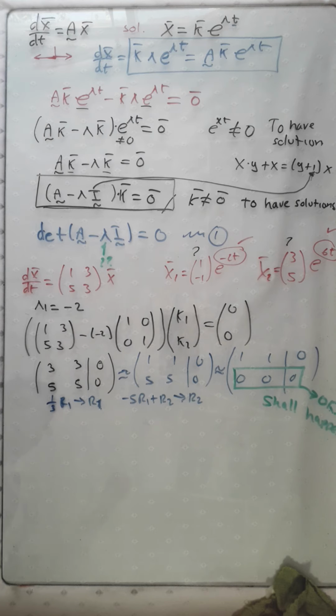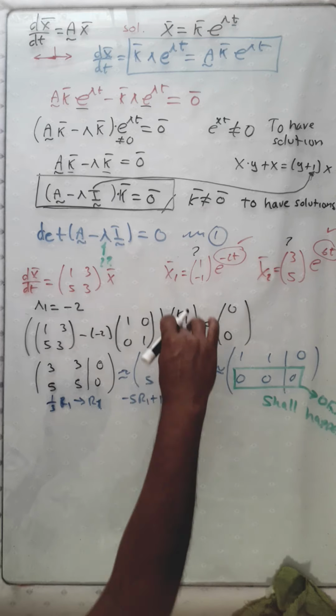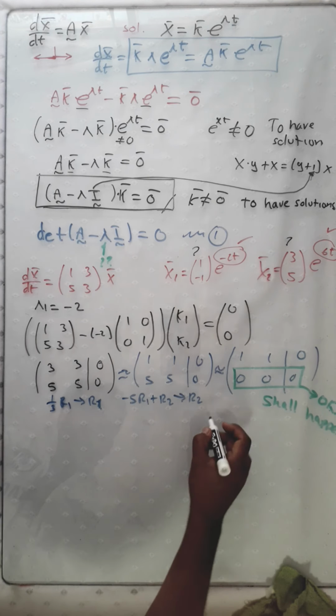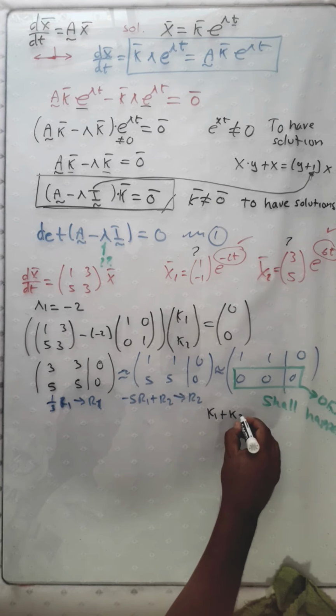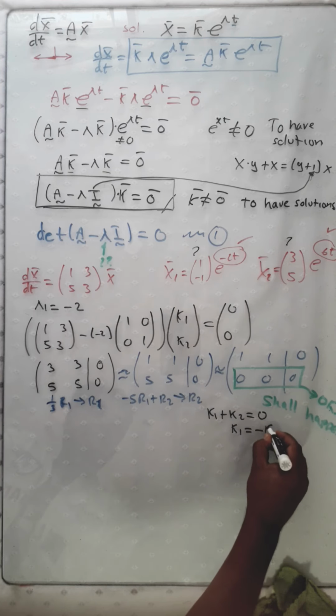this one. Because this is the matrix times the vector, so this is k1 and k2, so k1 plus k2 is equal to 0. So that means that k1 is equal to minus k2.